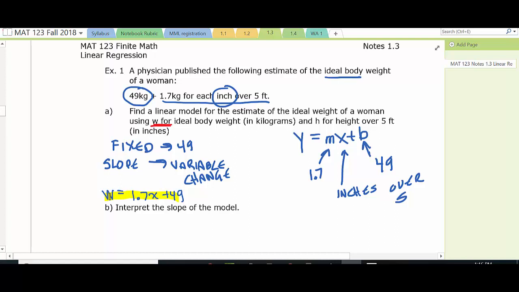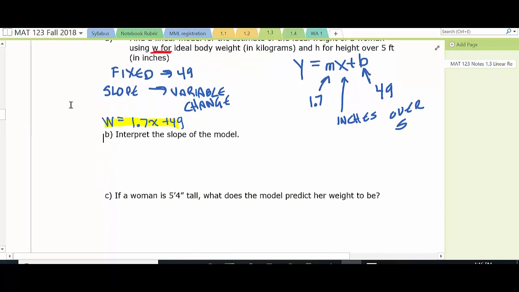And again, what it's saying is, if you're 5 foot, what's your ideal body weight? 49. That's the beginning. And then if you're 5'1", it's going to be 49 plus 1.7 times 1 inch. So that's what it's going to be, and it's going to go up at a constant rate of change. So that is your mathematical model.